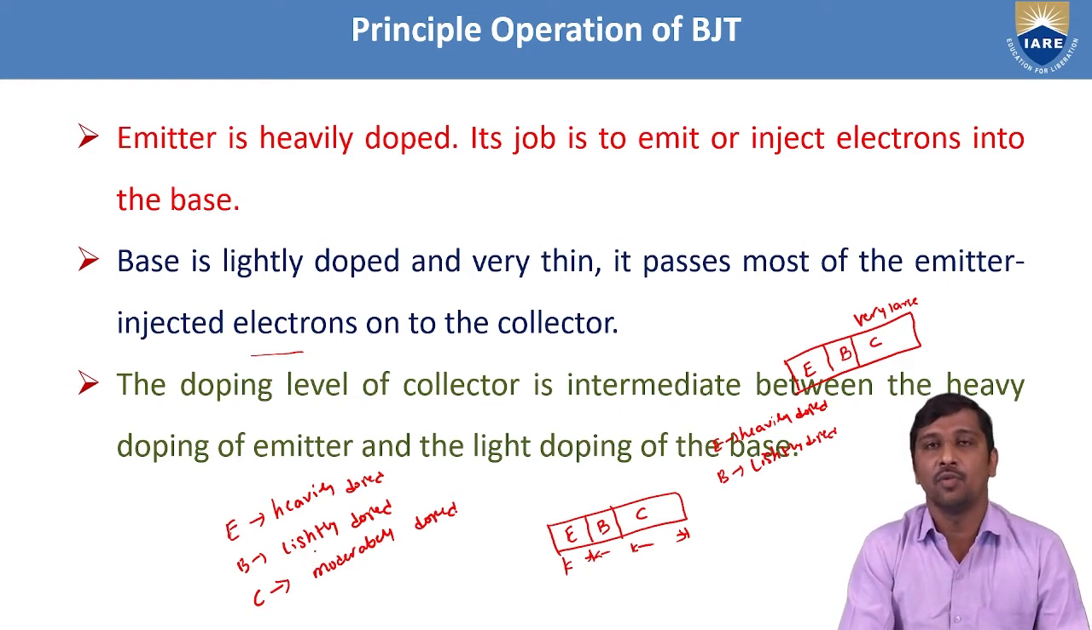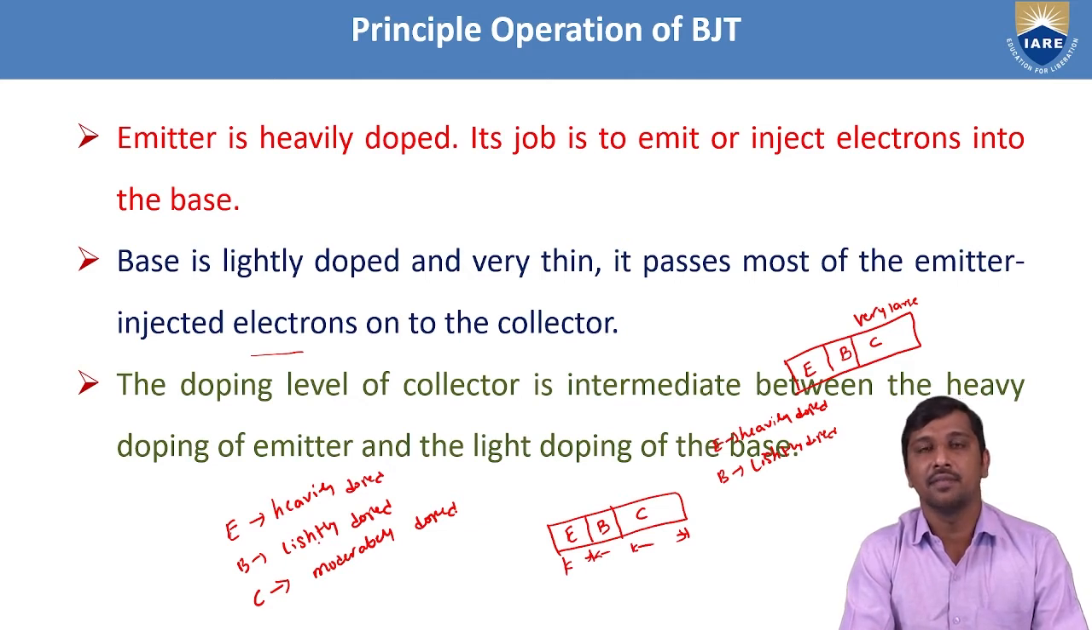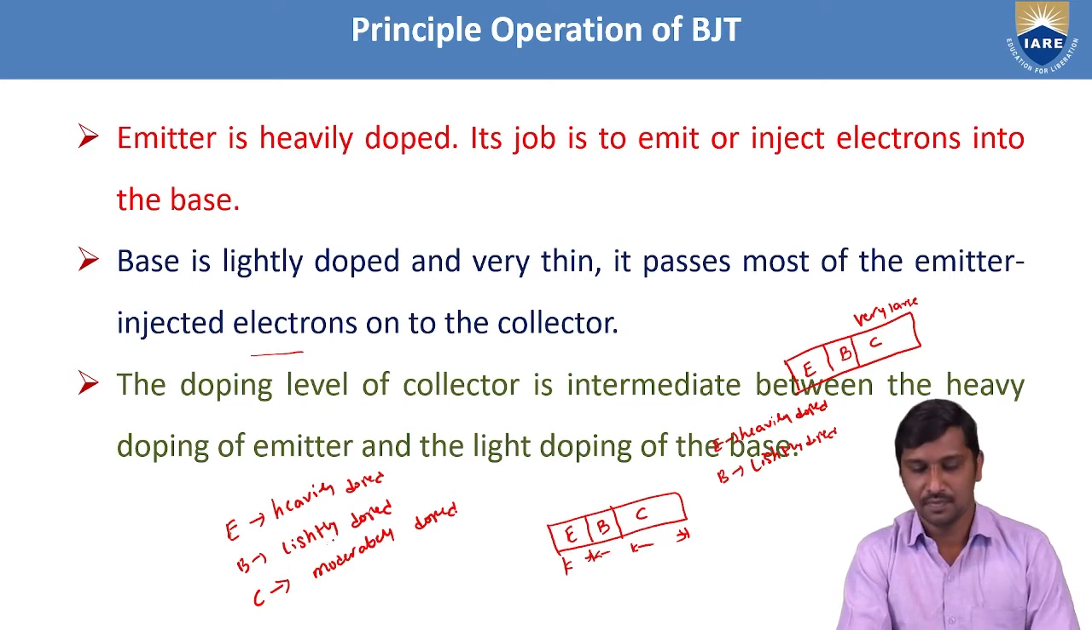So from this, what happened? The collector always collects the charge carriers, meaning whatever charge carriers are emitted from the emitter travel through the base and reach the collector. Why? Because the base is lightly doped and the region is very thin, meaning we need to pass all the charge carriers from the emitter to the collector.